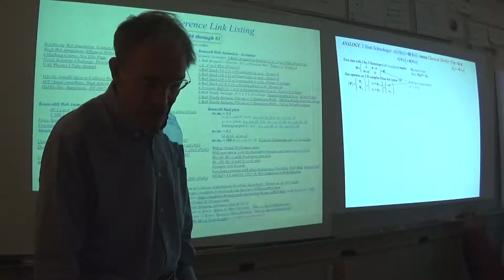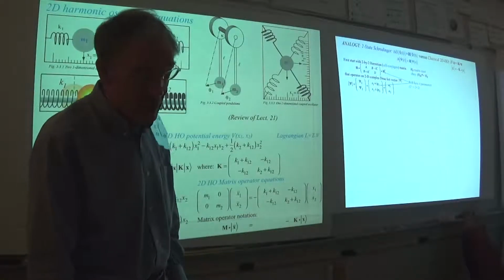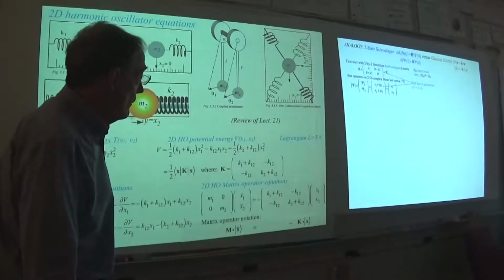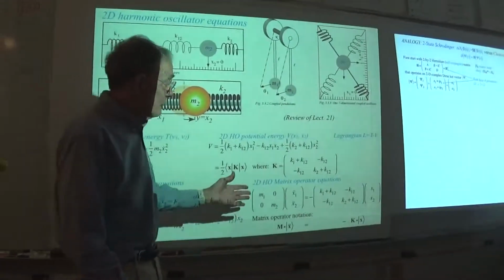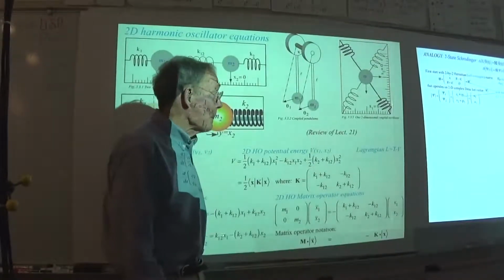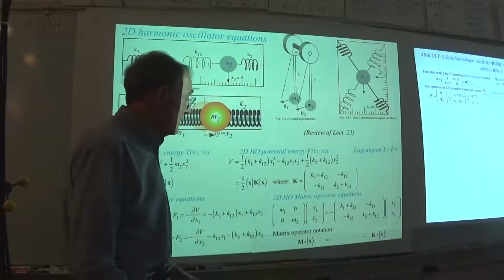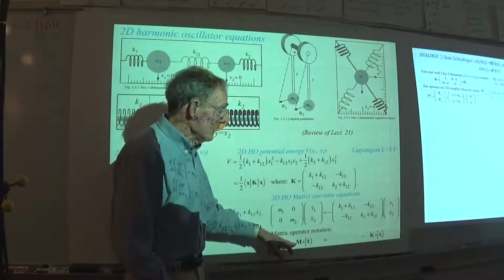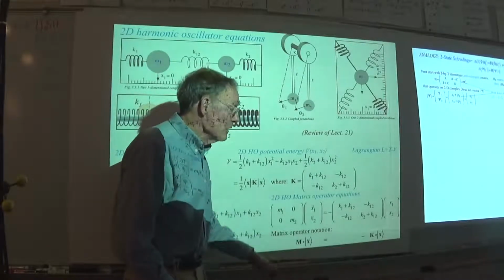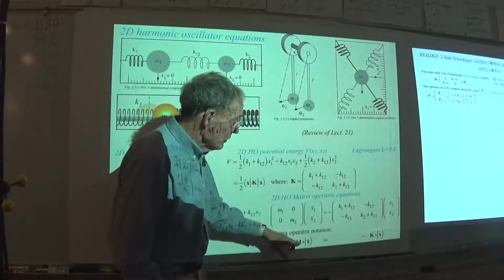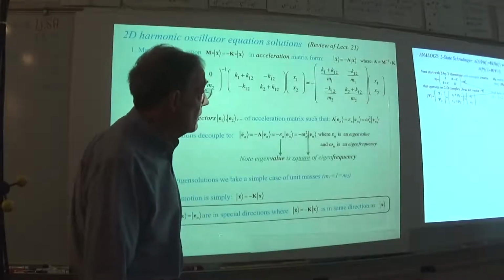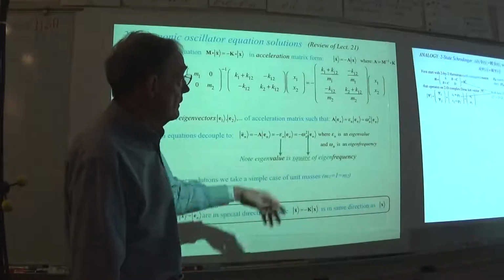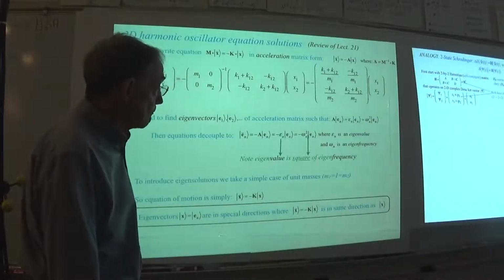In any case, what we'd like to do today is take this stuff that we talked about in the last lecture, in particular a matrix operator equation. The simplest form with a mass matrix is this, but we made that into a unit matrix and subsumed the mass into the spring constants for the benefit of simplicity.